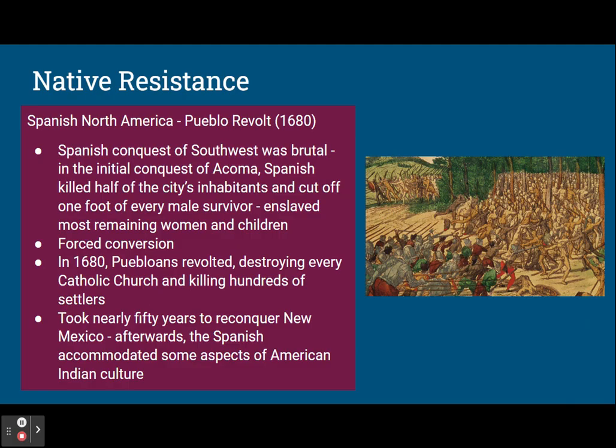Now, it actually did give them autonomy and control over New Mexico for decades. It took nearly 50 years to reconquer all of New Mexico. And afterwards, the Spanish had learned to accommodate some aspects of American Indian culture, rather than trying to force it wholesale on American Indians.